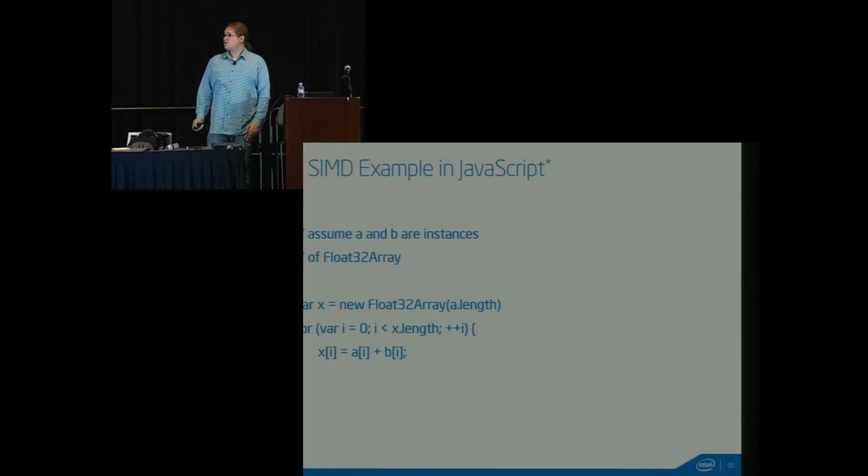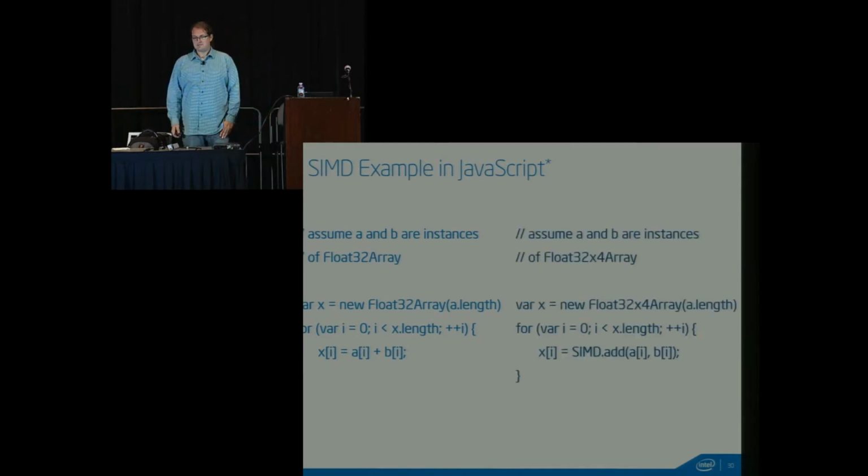With the SIMD extension, we can also write it in SIMD style. Now we have two arrays A and B, and they are Float32x4 arrays. So they are now arrays of vectors. And all that changes in your loop, essentially, is that you now use this SIMD.add, which reads A of I and B of I, which are two vectors, and produces a vector as a result, which is then written into array X. And X, again, is a Float32x4 array.